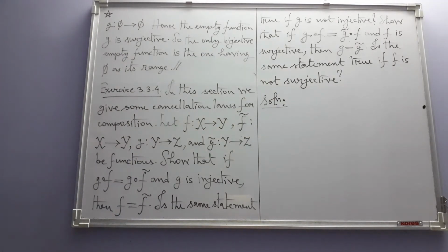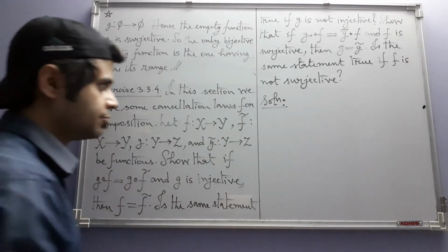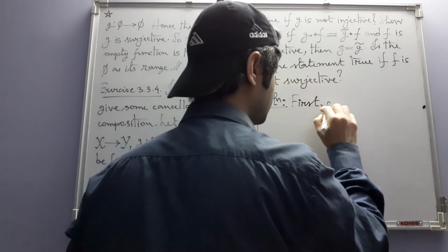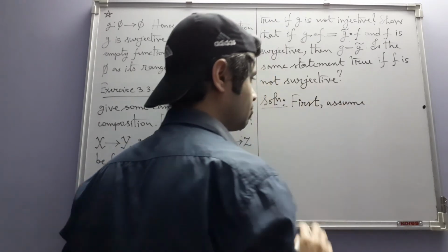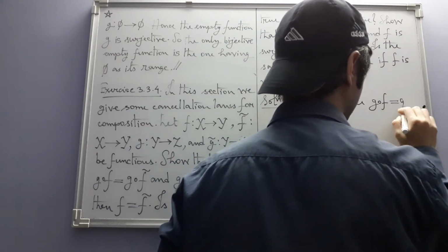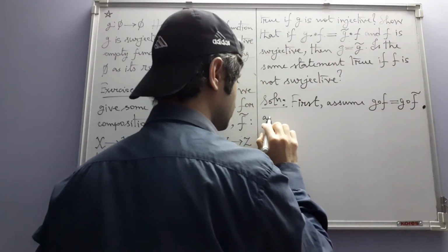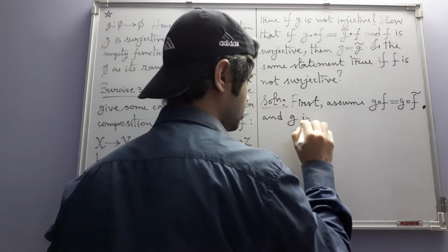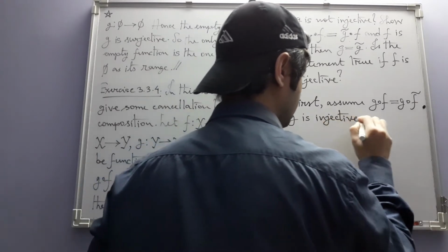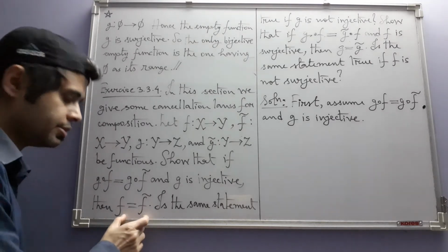So first of all, we are given that these two are equal and G is injective. So first assume G composition F is equal to G composition F tilde and G is injective. Okay. Now we have to prove this.